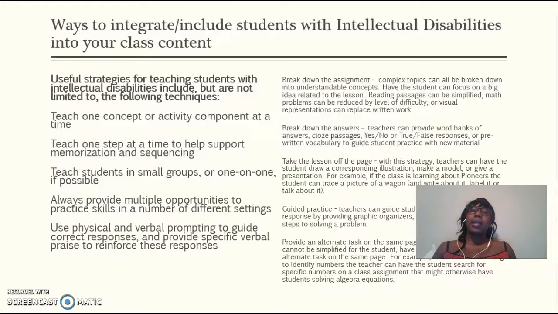So ways we can integrate and include students with intellectual disabilities in the classroom. We can teach in small groups or one-on-one if possible. When you have a bigger class, it is a lot harder to get that one-on-one time. But if you have a paraprofessional in the room or student aide, it would help a lot to do one-on-one with those specific students. You want to teach one step at a time, and you want to help support memorization and sequencing.